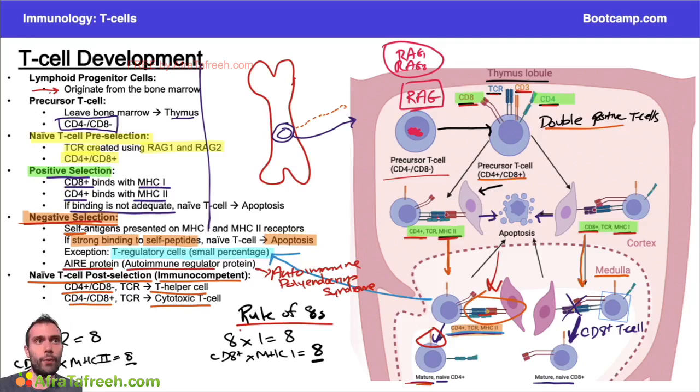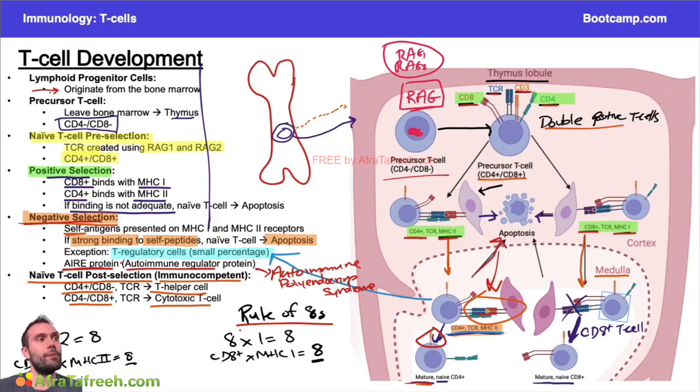And if there was adequate binding, the T cell will go to the next step. If not, it would undergo apoptosis. With adequate binding, the T cell moves to the medulla. Then there's negative selection. We present self-antigens largely driven by this protein, the AIRE protein. And if there's binding to self-antigens, then that cell needs to undergo apoptosis because we don't want it attacking self.